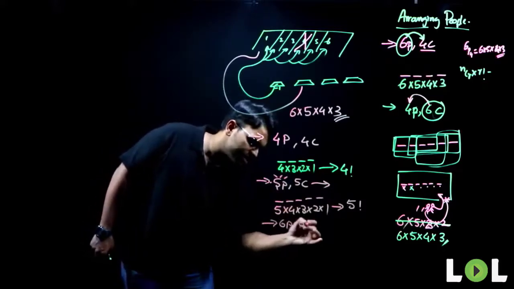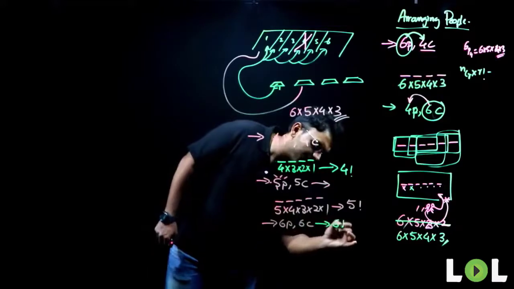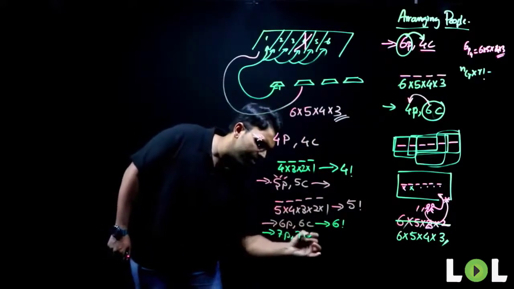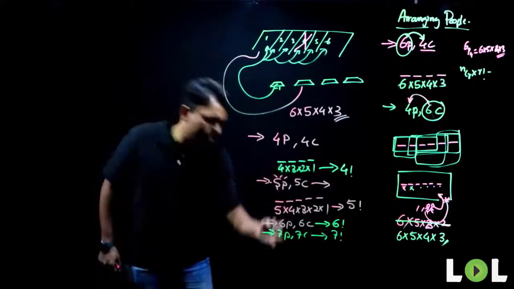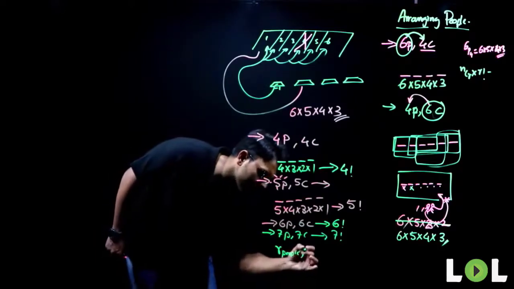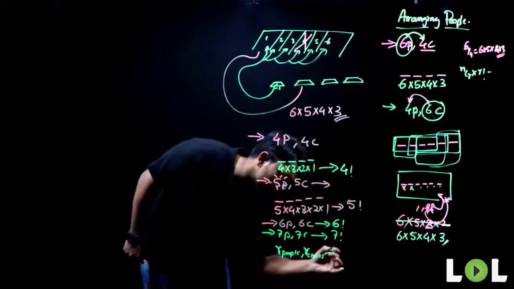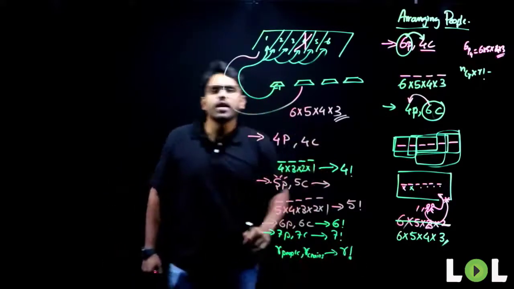Again, quickly tell me now: 6 people, 6 chairs, how many different ways can they be arranged? 6 factorial ways. 7 people, 7 chairs: 7 factorial ways. 8 people, 8 chairs: 8 factorial ways. R people, R chairs, in how many different ways can they be arranged? R factorial. What are we doing here?